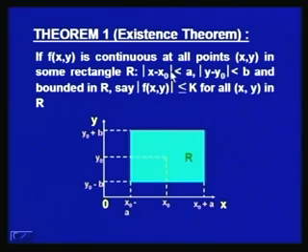Let us look at the existence theorem first. If f x y is continuous at all points x y in some rectangle R of the x y plane given by mod of x minus x naught less than a, mod of y minus y naught less than b, and bounded in R, that is to say mod of f x y is less than or equal to k for all x y in R. You can see in this picture, this is the region R in the x y plane bounded by x equal to x naught minus a and x equal to x naught plus a, and y equal to y naught minus b and y equal to y naught plus b.